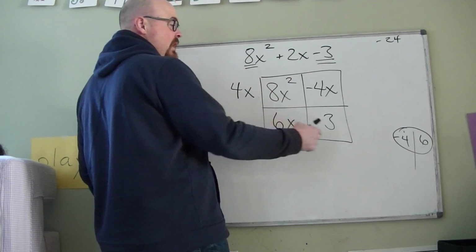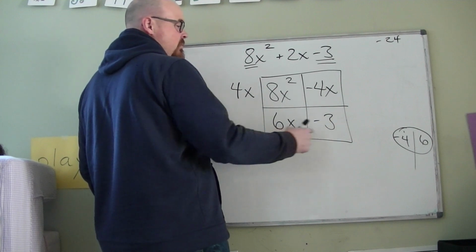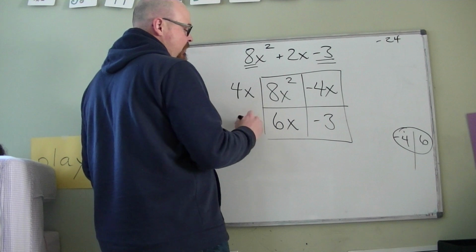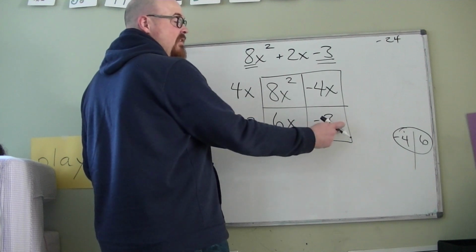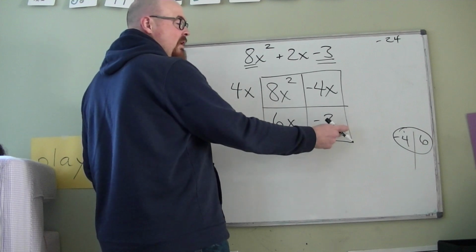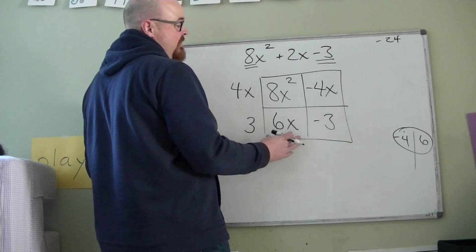Okay, when I look here now, what are 3 and 6 both divisible by? They're both divisible by 3, so I'm pulling out a 3. This doesn't have an x, this does. I'm not pulling out an x if there's no x here. Right? We've seen that happen many times here now.